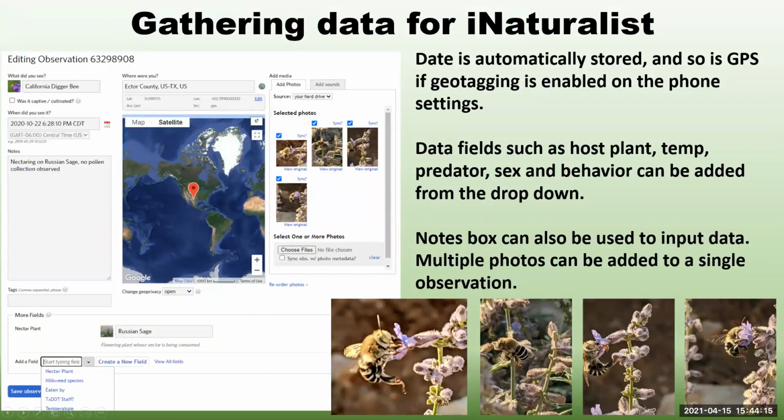If you're just sitting in front of a flower and trying to get photos, there are a number of bee species that can be identified from photos of foraging bees. Here's a great example of a California digger bee, Anthophora californica. The reason I like iNaturalist is because with our cell phones, if you take a picture, it's geotagged. So that geolocation comes in and is transferred into iNaturalist. It's date stamped. So the date of the observation gets pulled in and the time of the observation.